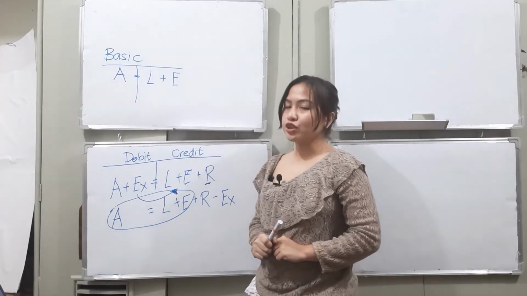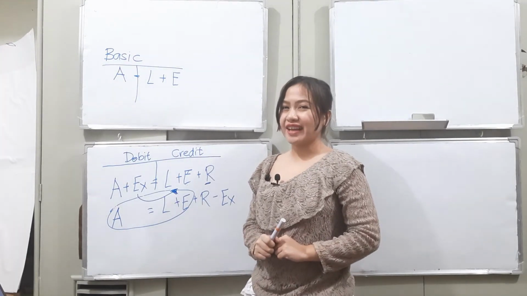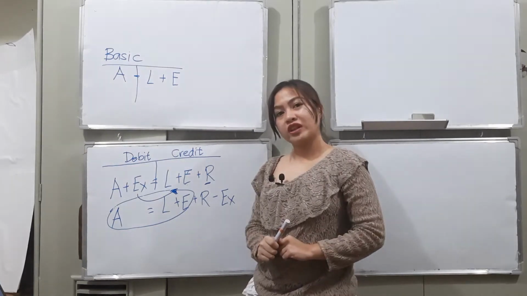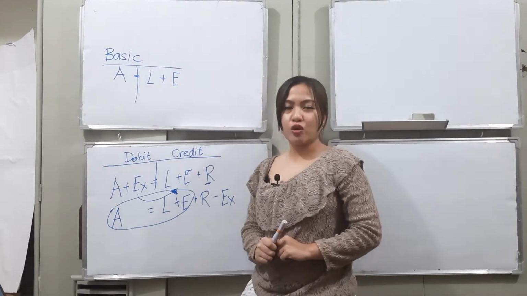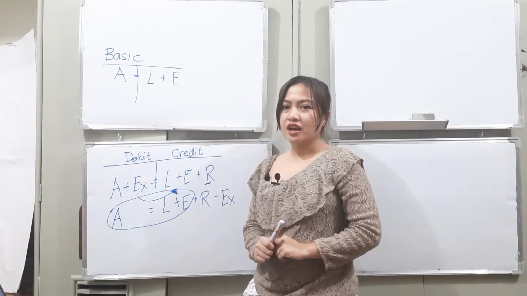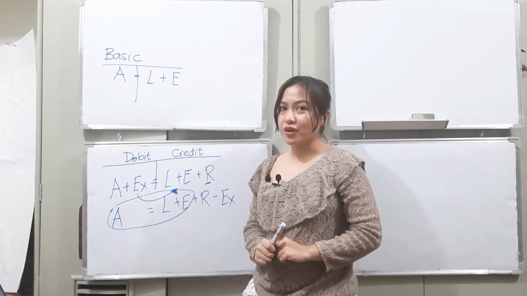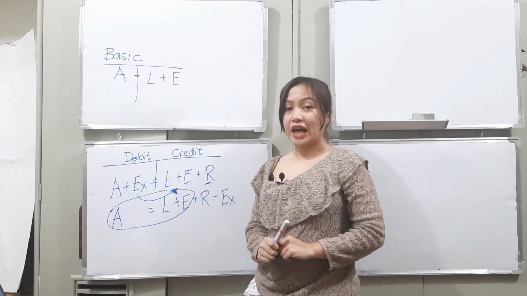Land. So take note of land. It is a non-current asset, but it's the only non-current asset that will not depreciate. So there is no accumulated depreciation. Land will not lower down its value as the years go by.